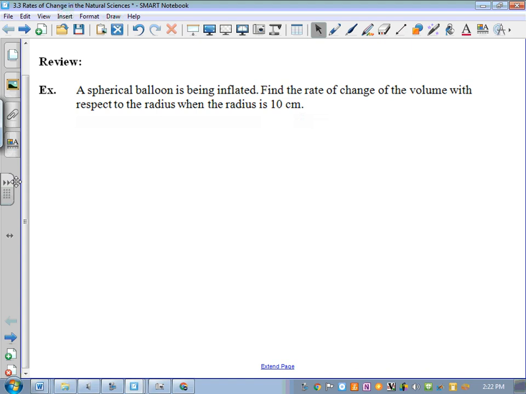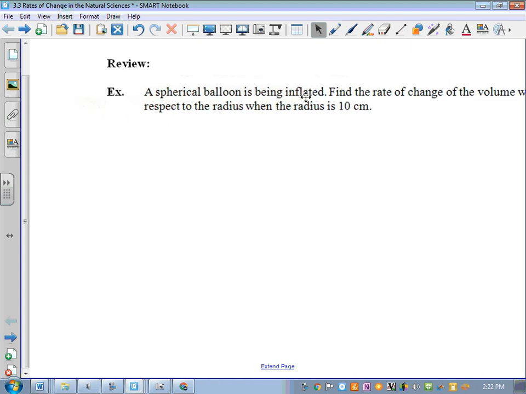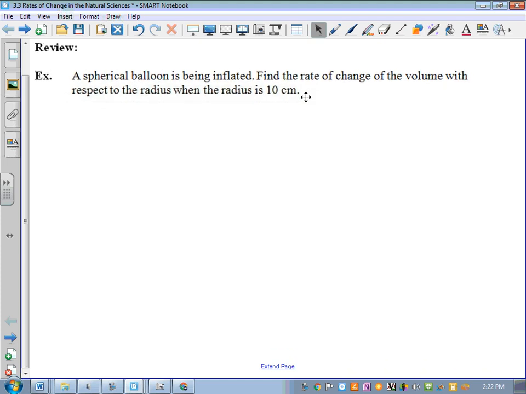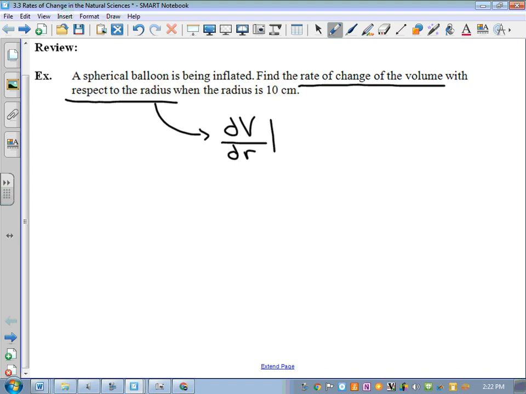I think one of the most important things is that the problem says, find the rate of change of the volume with respect to the radius. It's important that we attach that meaning behind it, which is dV/dr in Leibniz notation. And then even more specifically, we're going to evaluate dV/dr when r is equal to 10.